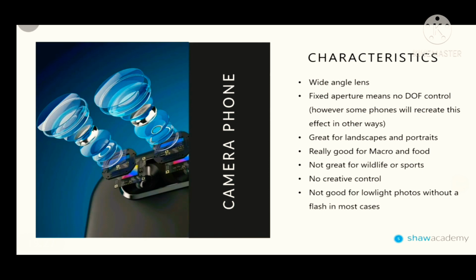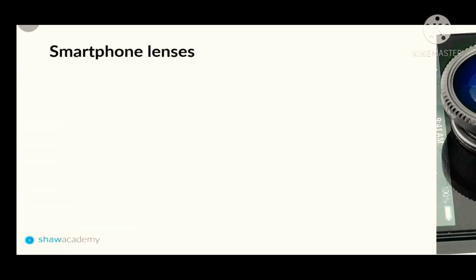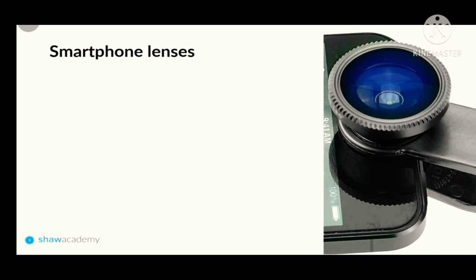Now, this is, of course, always improving. The technology is always getting better and better. Samsung and iPhone kind of lead the way with their technology in improving the quality of photographs taken in low light situations. So it's getting better all the time. But there are also attachments available. So, despite the fact that the lenses in the phone itself are fixed focal length, it is possible to buy lots of different attachments.